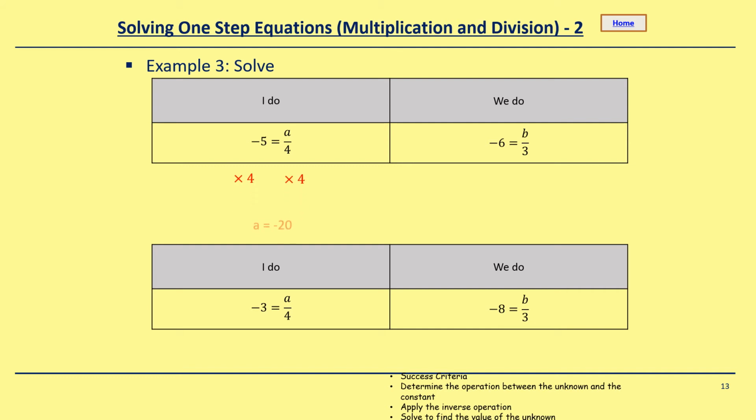Okay, so 4 times negative 5 is negative 20. So A equals negative 20. On the next one, we've got A divided by 4, so we're going to multiply both sides by 4, to get A equals negative 12, because 4 times 3 is 12.